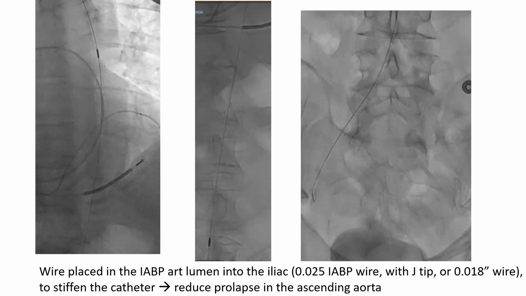At our institution, based on what Dr. Rosen has suggested, we have been keeping a wire in the balloon pump arterial lumen all the way into the iliac artery to stiffen the catheter and we keep it in throughout the stay of that balloon pump. We use the 0.25-inch balloon pump wire with a J-tip or 0.18-inch wire to stiffen the catheter and reduce the chance of prolapse in the ascending aorta. Evidently, we cannot use the arterial lumen for arterial monitoring anymore, so this patient needs to have a fiber optic balloon pump. Those patients are on heparin, so we feel safe keeping a wire in.